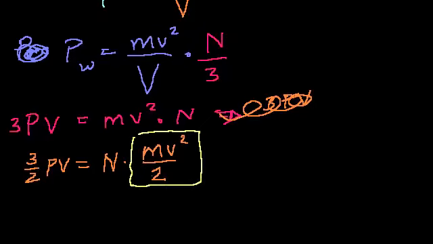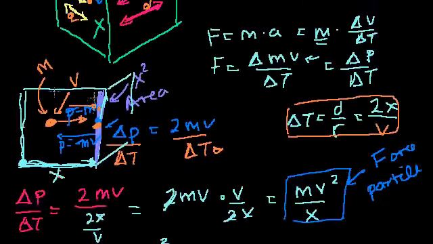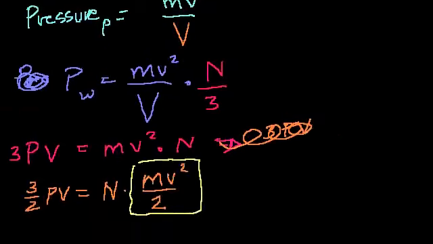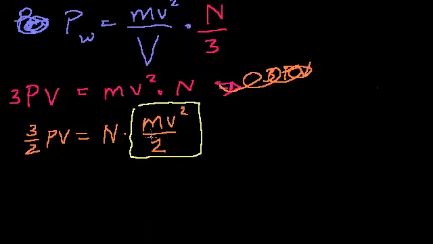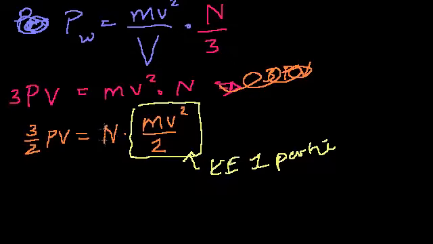mv squared over 2 is the kinetic energy of that little particle we started off with. That's the formula for kinetic energy: kinetic energy is equal to mv squared over 2. So this is the kinetic energy of one particle. Now, we're multiplying that times the total number of particles we have, times n. So n times the kinetic energy of one particle is going to be the kinetic energy of all the particles.